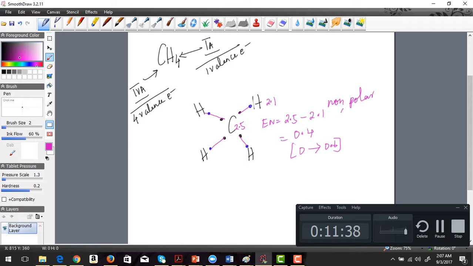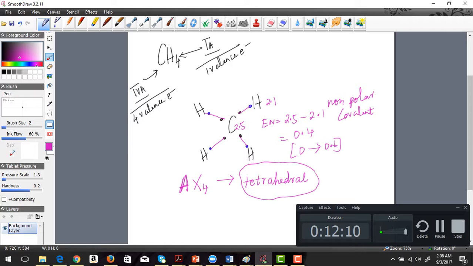There is no discussion that if the bonds themselves are non-polar covalent, the molecule has to be non-polar overall. If you write the structure, we have 1 central atom, 4 outer atoms. There is no lone pair on the central atom, so it's AX4. It's called tetrahedral. As I said, this is the only thing you have to memorize, right here.